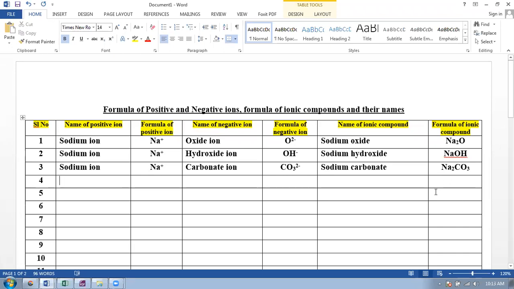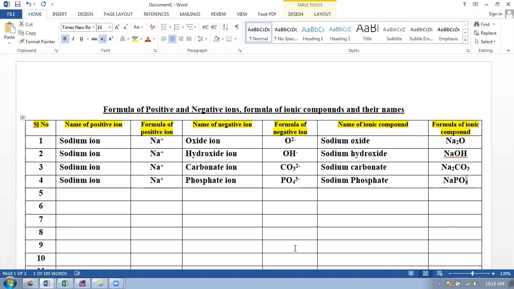So this is about sodium ion. If I do the same with sodium ion and another ion, for example, phosphate ion. Phosphate ion is PO4 3 minus. How about this one? So it would be sodium phosphate. Just write sodium Na and just write PO4 at first. This is our first duty.